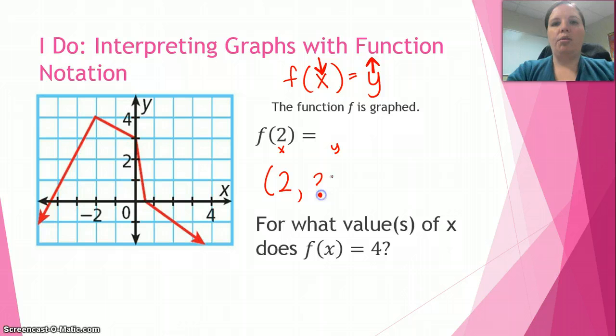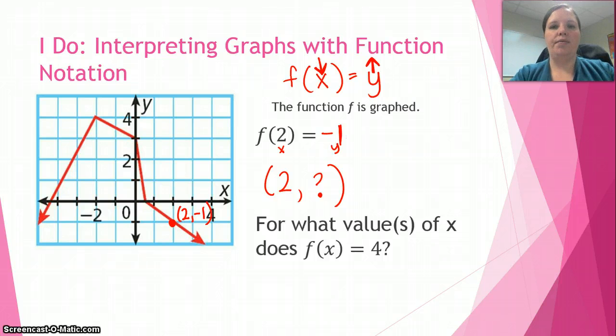You're trying to figure out what goes in this blank according to the graph. You're starting with the x value. If we go to 2, comma, the point on the graph is 2, comma, -1. So f of 2 is equal to the y value, -1.